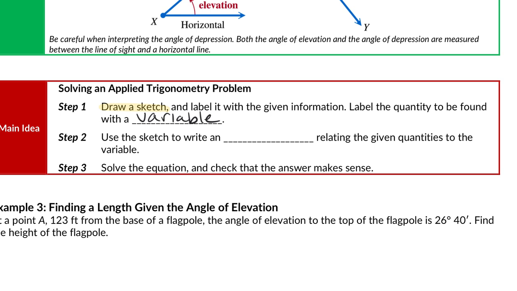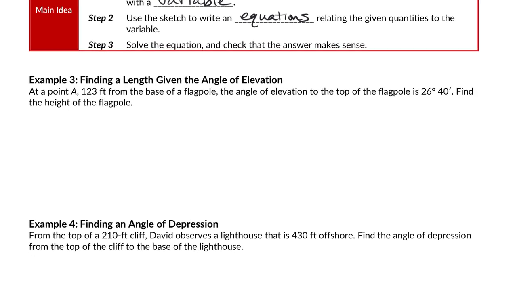Step 2 is use the sketch to write an equation that relates the given quantities to the variable. It's probably going to be sine, cosine, or tangent. Then solve the equation and check that the answer actually makes sense. So here we go. No laughing at my inability to draw things, okay?